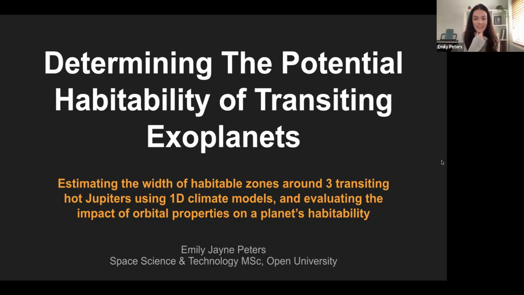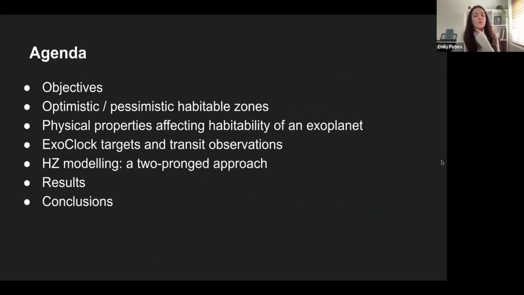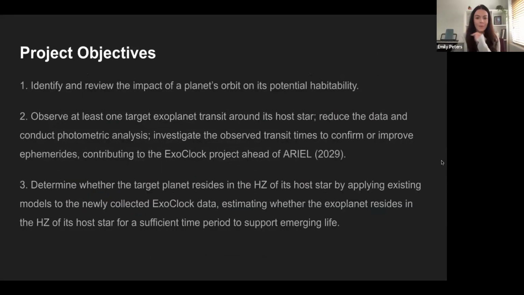So the project that I undertook was looking at how we could apply existing models to some of our new exoplanet targets as we discover them at such a rapid rate. And also, if I just show you what the objectives of the study were, looking at how a planet's orbit and transit might potentially impact any habitability that the planet could exhibit.